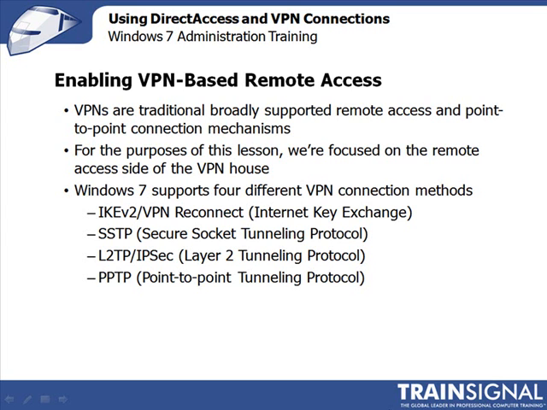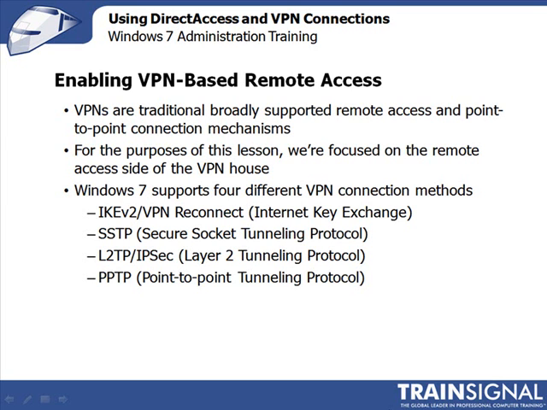Windows 7 supports 4 different VPN connections that we're going to talk about in this lesson. The first one is the Internet Key Exchange version 2, or IKEv2, that also includes what's called VPN Reconnect, which is a new feature that's pretty cool, and we'll talk about it. Next, you have the Secure Socket Tunneling Protocol, or SSTP. Next, you have the Layer 2 Tunneling Protocol, or L2TP. And finally, you have the Point-to-Point Tunneling Protocol, or PPTP.